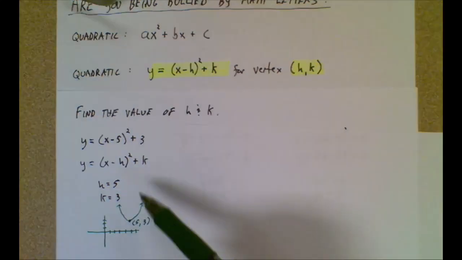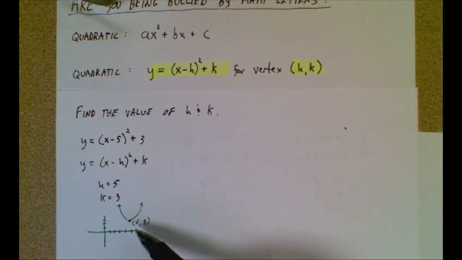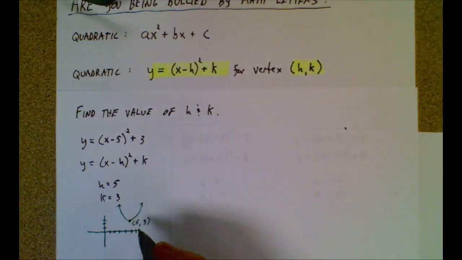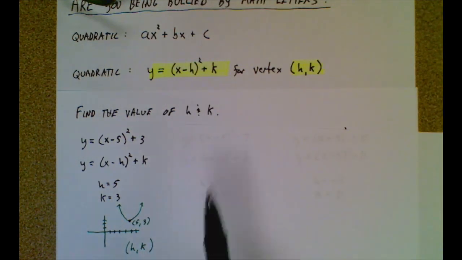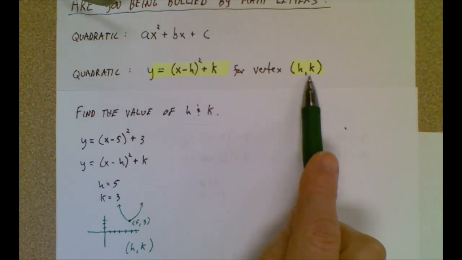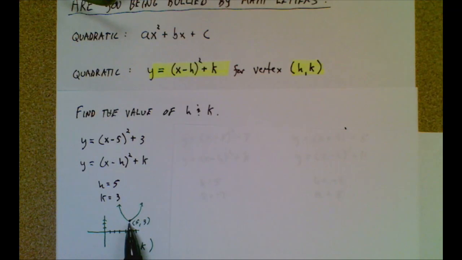And in fact, once I know my h is 5 and my k is 3, that also corresponds with the coordinates of the vertex, because the vertex is coordinates h, k. That's what you see up there. That might be confusing to you, but it's not once you see it in action. For this equation, it's translated from the parent graph over to that location.